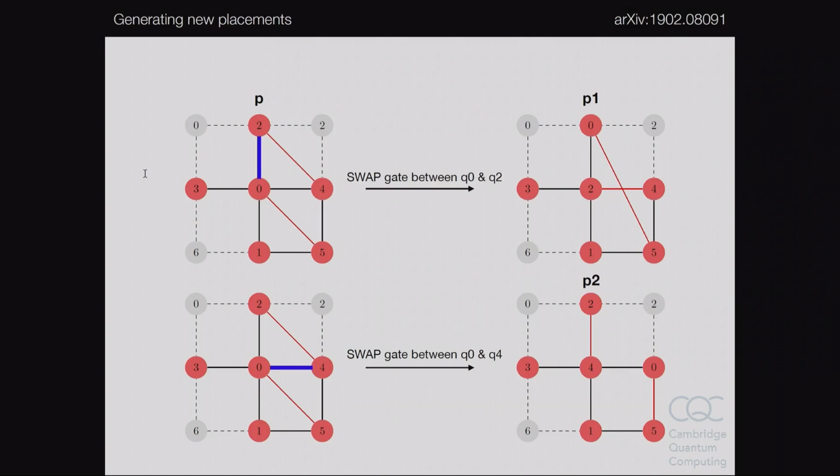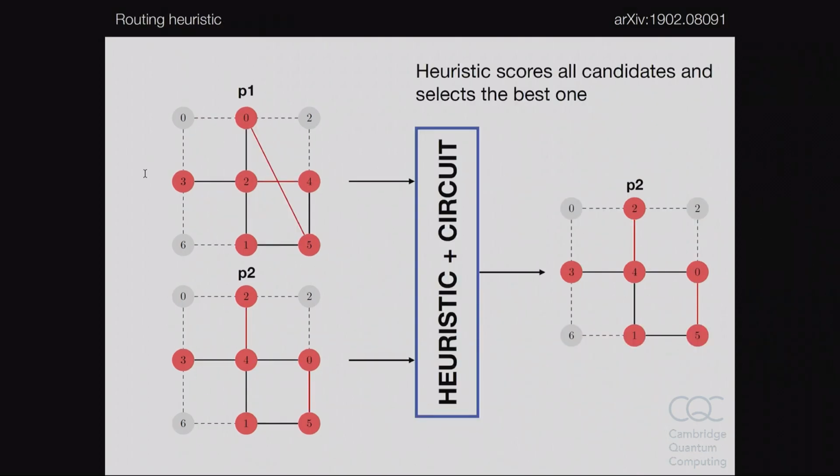One is a swap gate between qubit 0 and 2, which is P1, and one is a swap gate between qubit 0 and 4, which is P2. And you can see the red lines are showing how the distance between interacting qubits is changing. And so you might notice there that P2 is looking pretty good. So we give our heuristic these 2 placements and the first layer of the circuit, and it assigns a distance measure to each of them, and it selects the best one. And here it's pretty obvious which one's better because our P2 actually solves the problem.